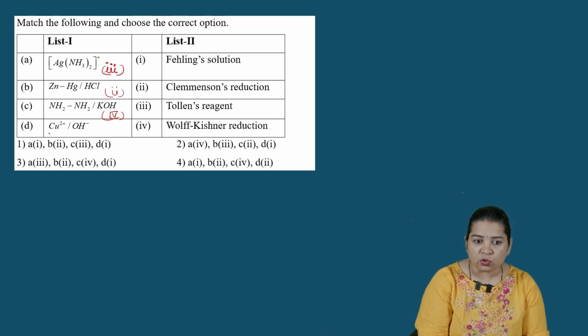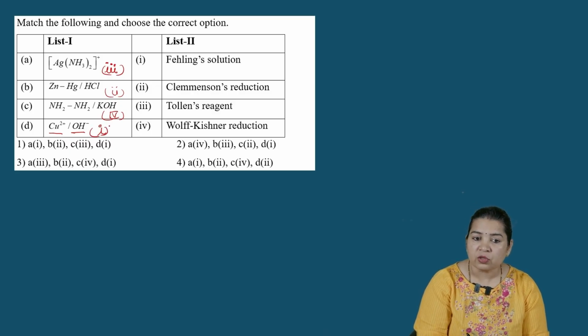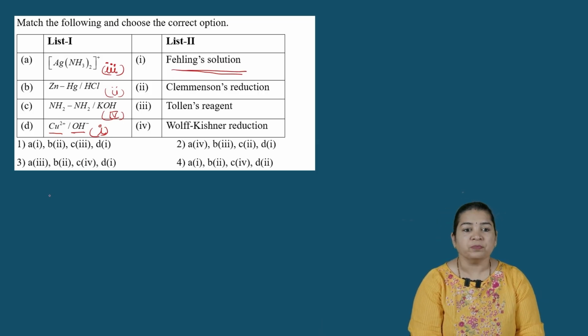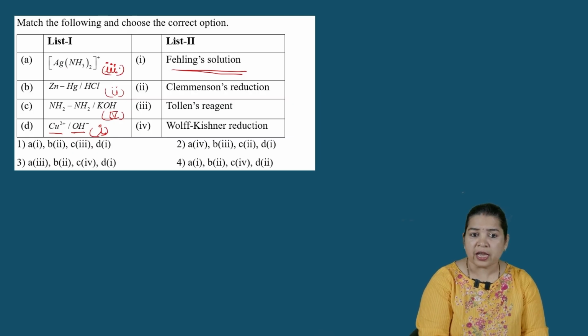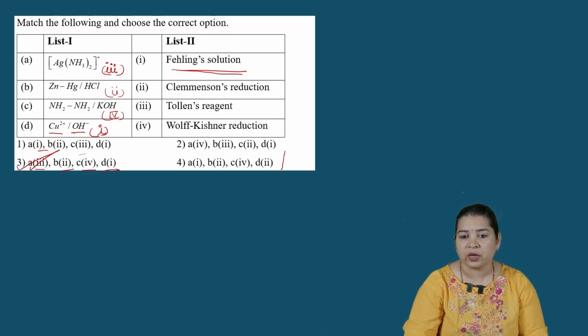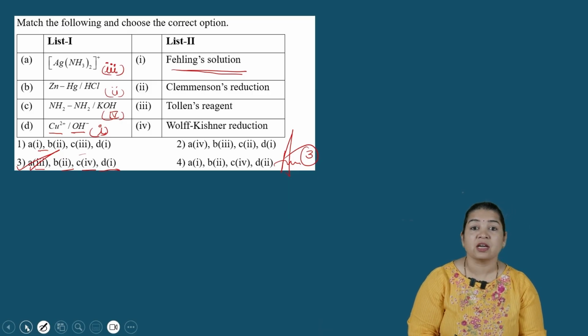Moving to D, Cu2+ under alkaline condition is the reagent used in Fehling's test, or is used as Fehling's solution. So we are looking for A to 3, B to 2, so 3, 2, 4, 1. Okay, 3, 2, 4, 1. So our answer for this question is the third option. So a very basic and important reagent list covered, more than one reagent in the same question.